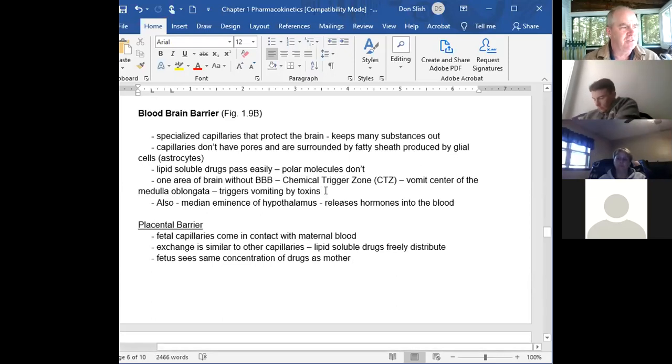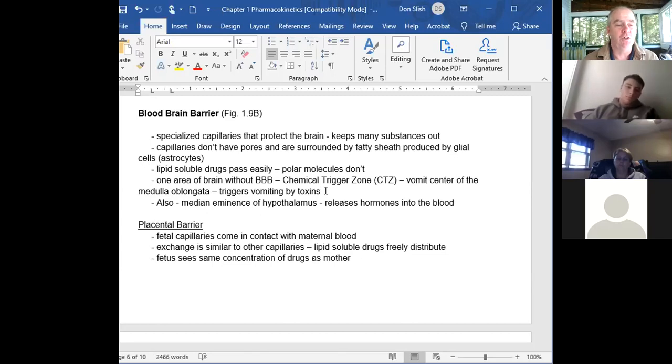And this is what causes overdose in some drugs, because opiates especially will slow down your respiration and activate your chemical trigger zone. So you end up vomiting and then breathing it back in, and you choke on your own vomit, they say. But basically, it's called aspiration. You aspirate your vomit, and that blocks your airway, and you die from that. So alcohol, opiates, those things tend to kill you this way. So that's your chemical trigger zone.